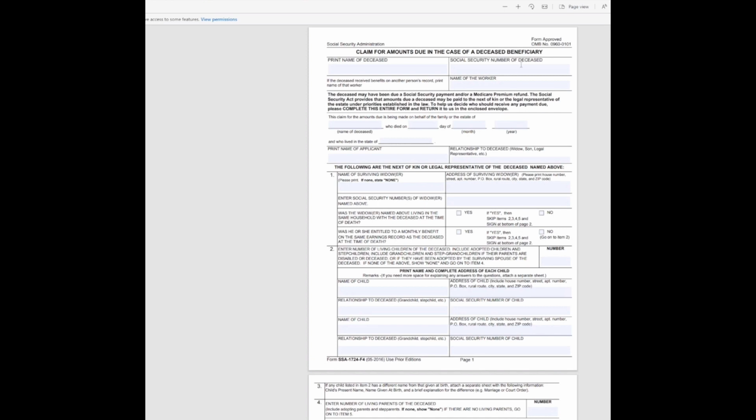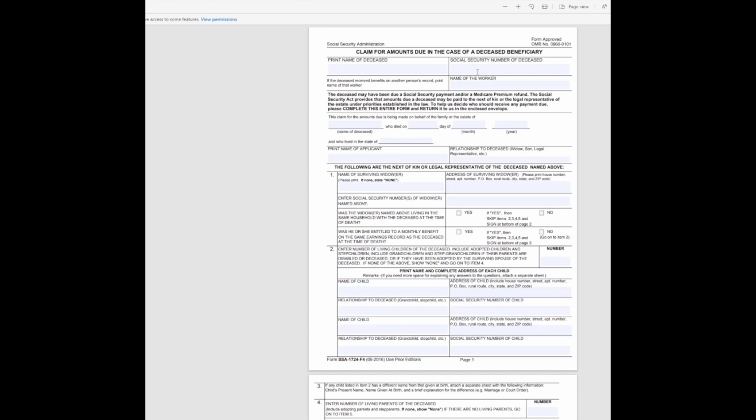Social Security number of the deceased. Again, pretty obvious. If you don't know the Social Security number, you could probably put their date of birth. And then the Social Security Administration will do a search on the person's information and more than likely find the number. If the deceased received benefits on another person's record, print.